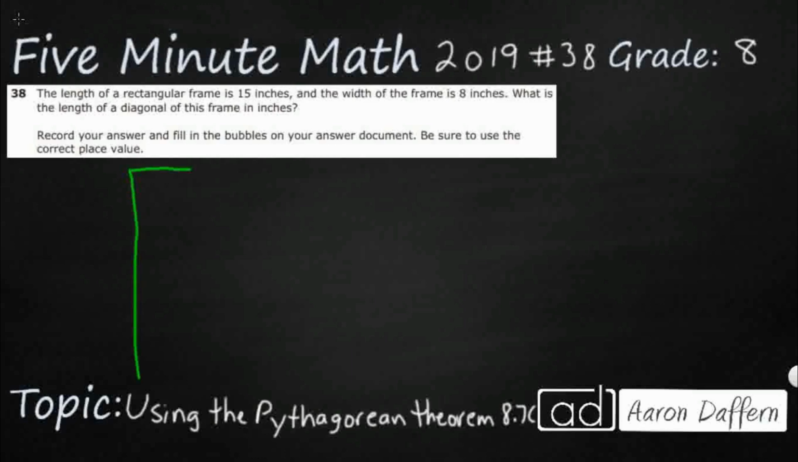All right, so let's just draw something so we have something to look at here. So here is my rectangular frame. Looks like I've got my 15 inches right here, and I've got my 8 inches across the top. Now I'm looking for the length of the diagonal. All right, so my diagonal is going to be here. When I do that, you should notice that I have made two different right triangles. And when I see different right triangles, I should be thinking of my Pythagorean theorem.